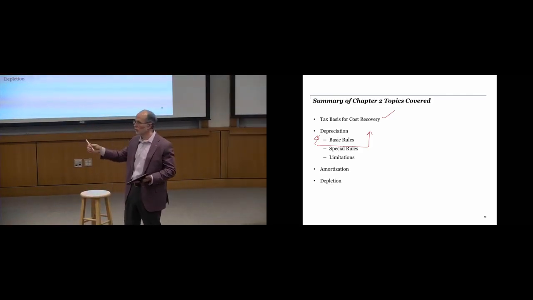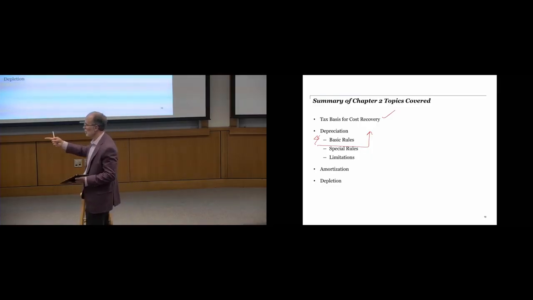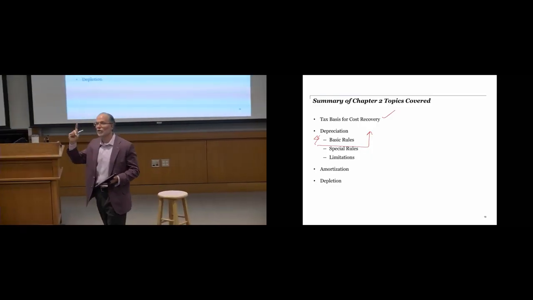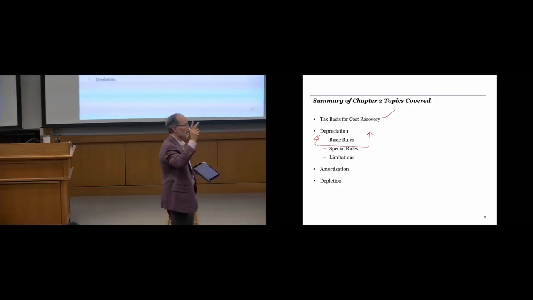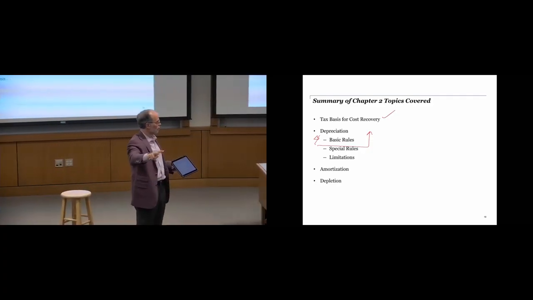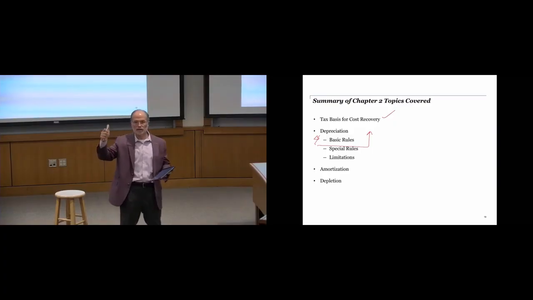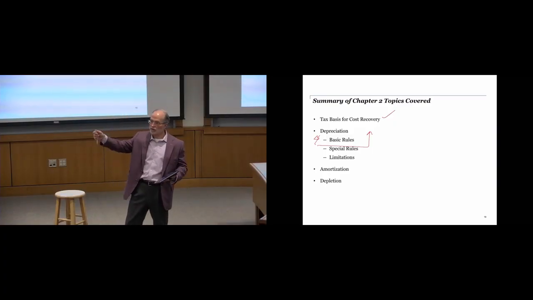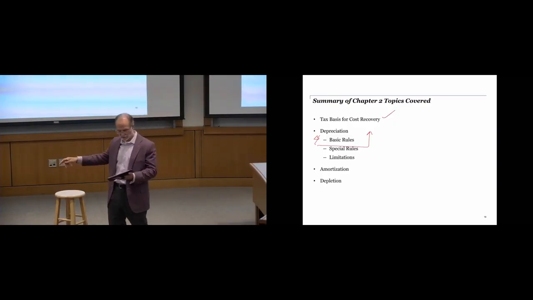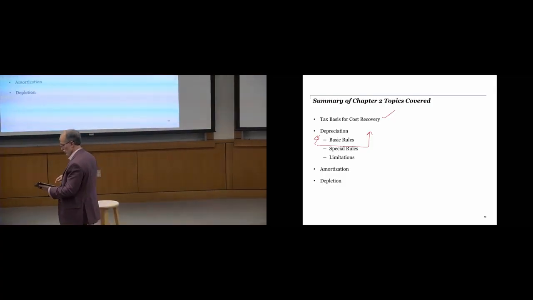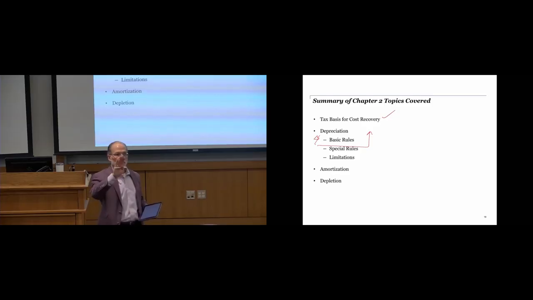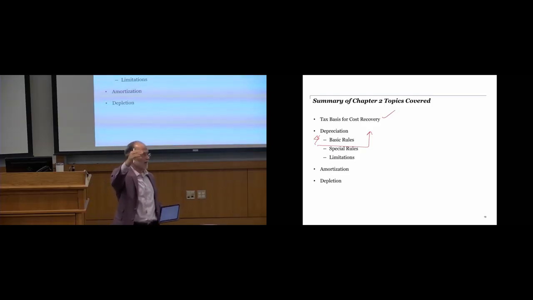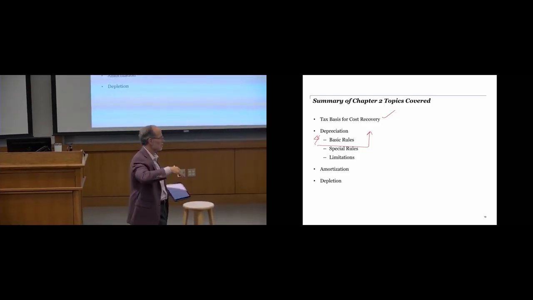We have special rules. That's the 179 immediate expensing, sorry, and then the bonus depreciation rules as well. And then we have limitations. That's the listed property and the luxury automobile stuff we talked about and the amortization stuff we covered today. Okay, so that's the cost acquisition, property acquisition and cost recovery that we get over time.